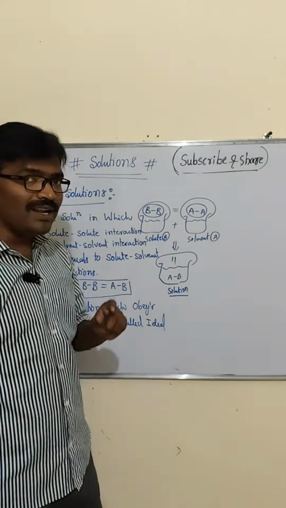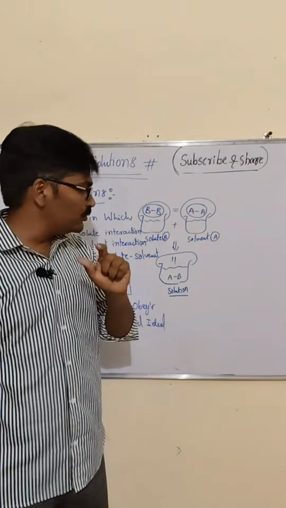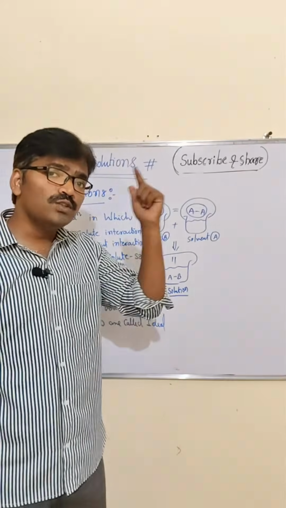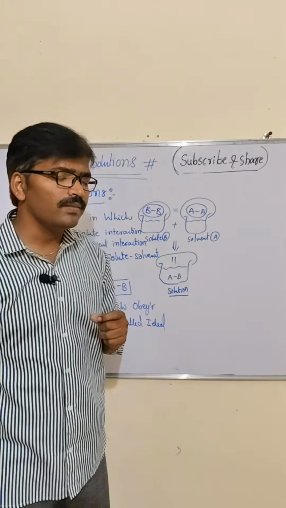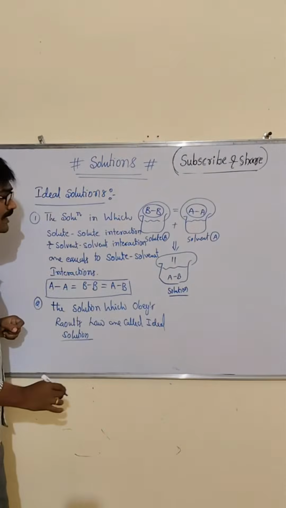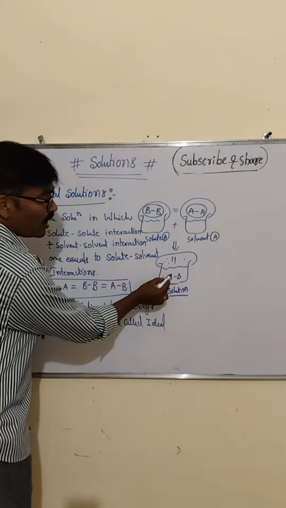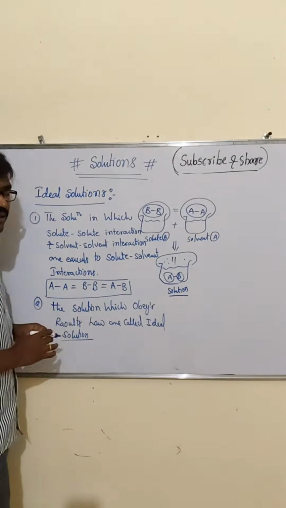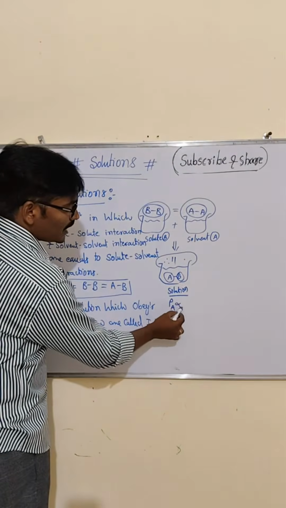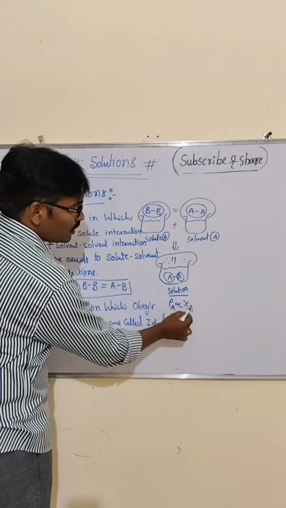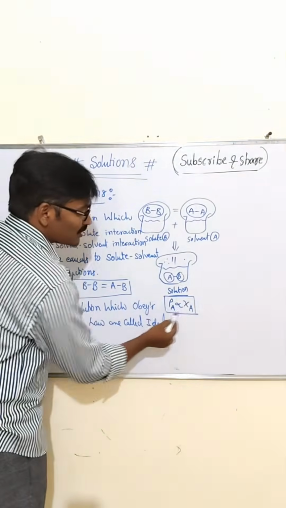Sir, what is Raoult's law? We know that the solution which obeys Raoult's law is called an ideal solution, right? Then what is Raoult's law? Raoult's law tells us that in a solution with two components, the partial pressure of each component is directly proportional to the mole fraction of that component. That is Raoult's law actually.